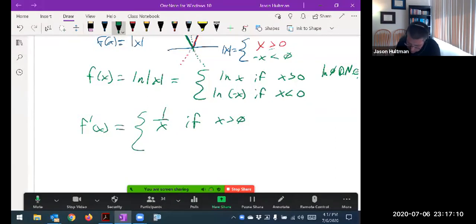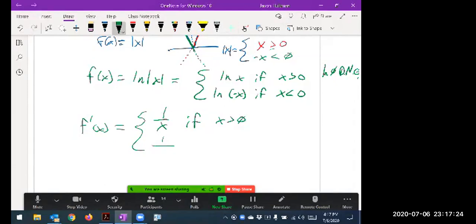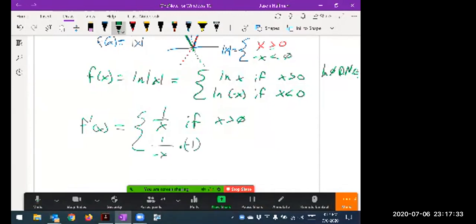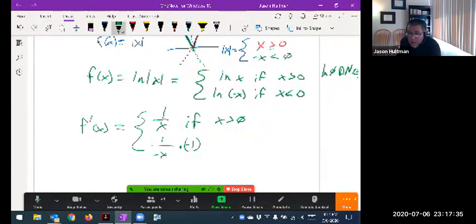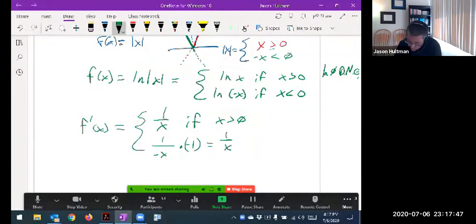Okay, so what is the derivative of natural log of negative x? What's the derivative of natural log of negative x? 1 over negative x times negative 1. Very good. Who is that? Fatty. Very good, great job. Okay, it's 1 over negative x times negative 1, which is what? 1 over x. Exactly, it's just 1 over x.